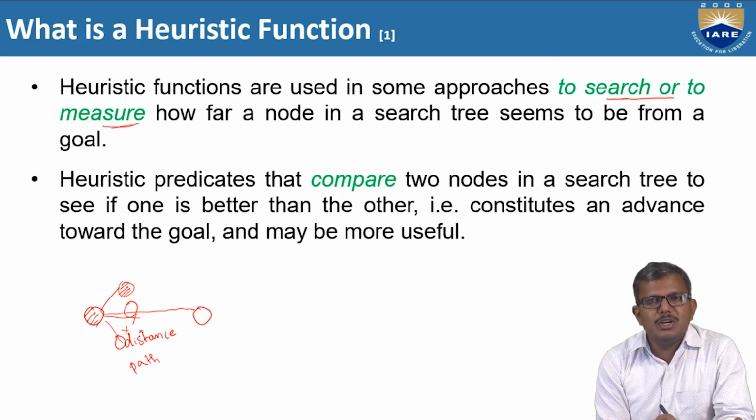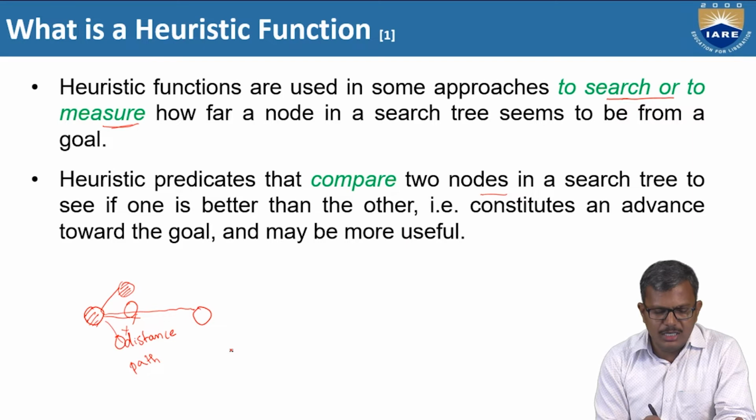And the other one is measure. Measure means it can be some sort of distance. Means I want to identify the distance between two different points, or between two different nodes. So in that case also we can make use of these heuristic functions. Heuristic functions are also going to make a comparison of two nodes in the search tree, to see if one is better than the other.